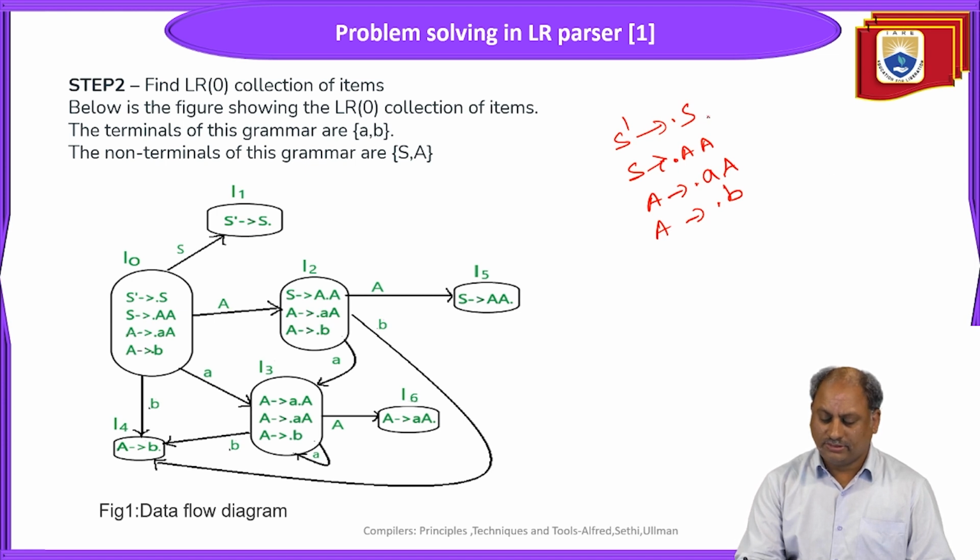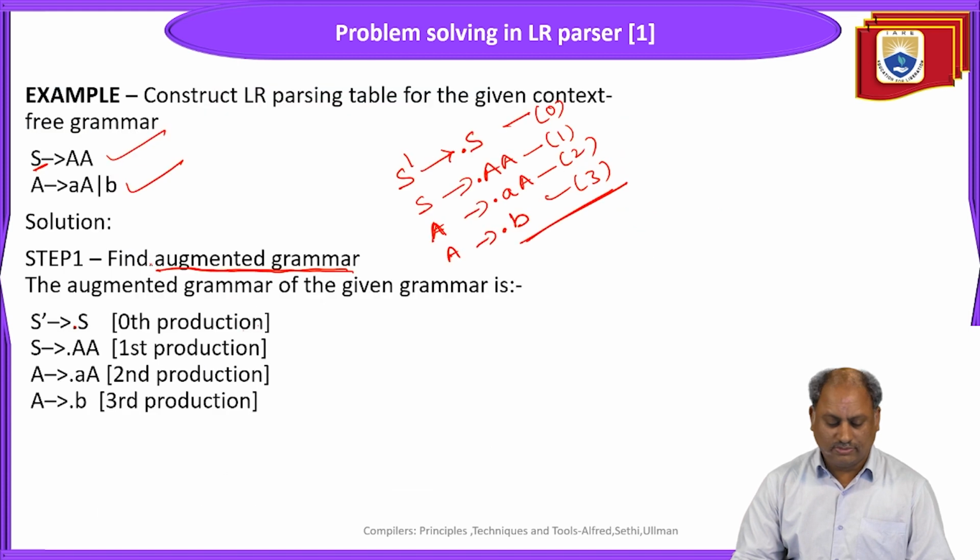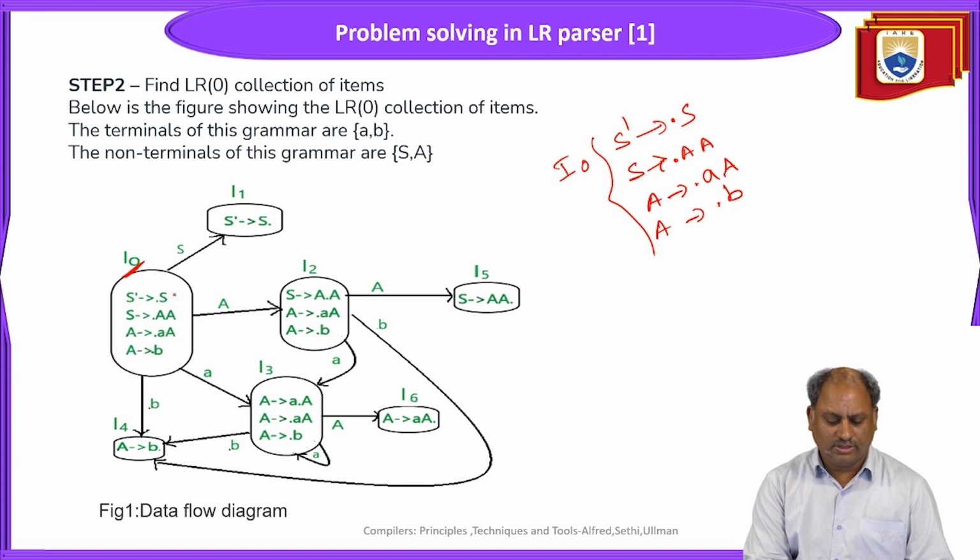Now this is to be considered as I naught, the state I naught, which is the given list of augmented production with the first step of items. These are the rules that are to be available in this. From this state, we can generate new states by implementing shift and reduce.